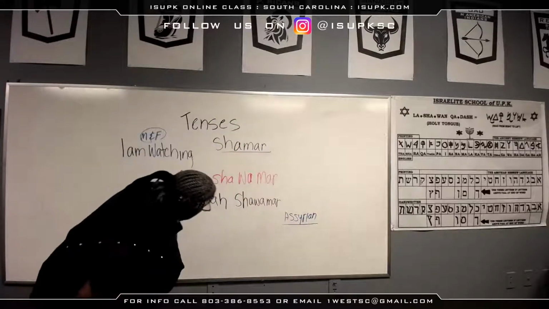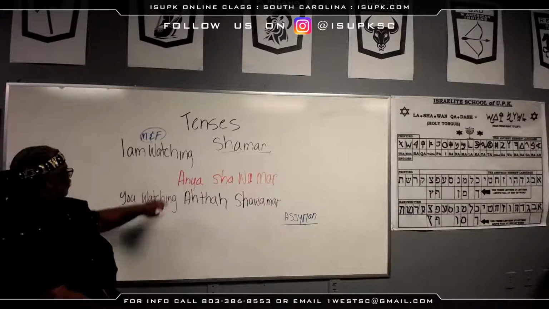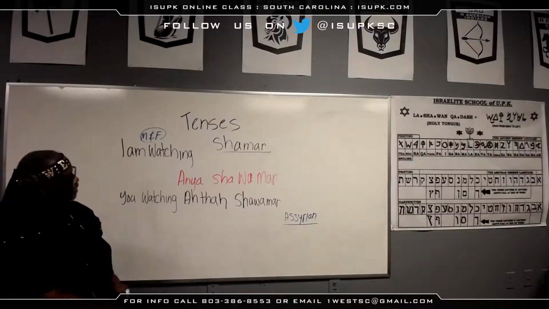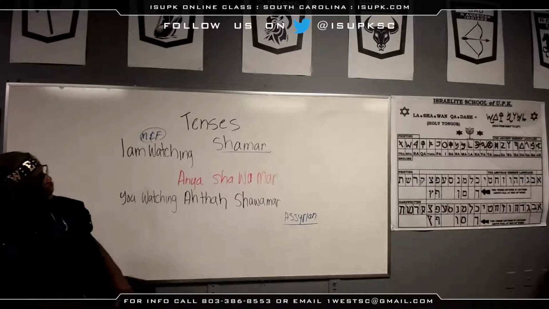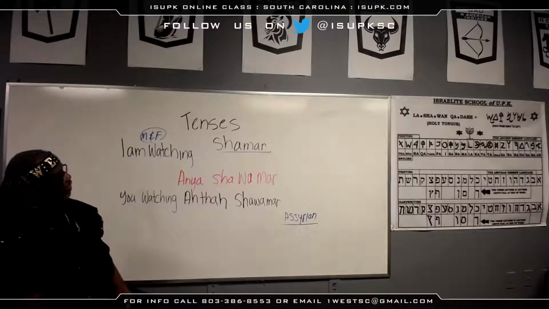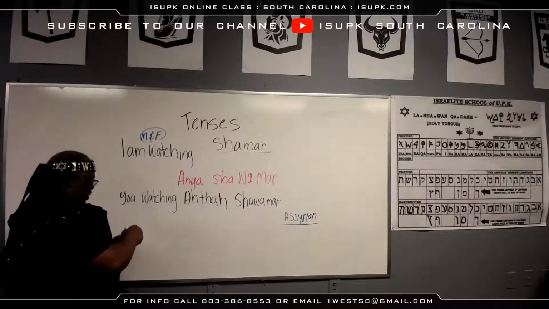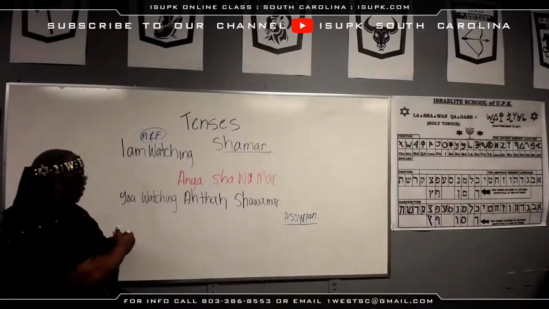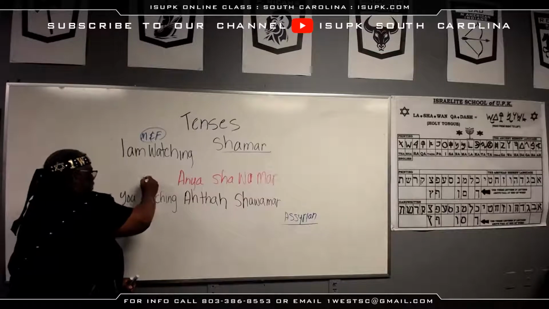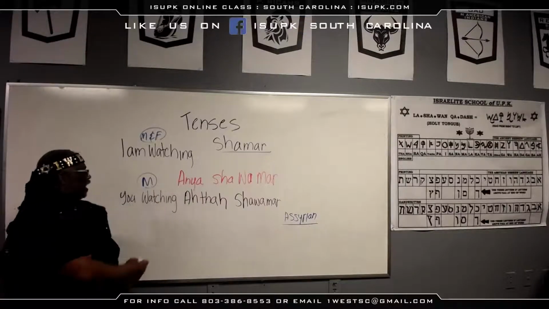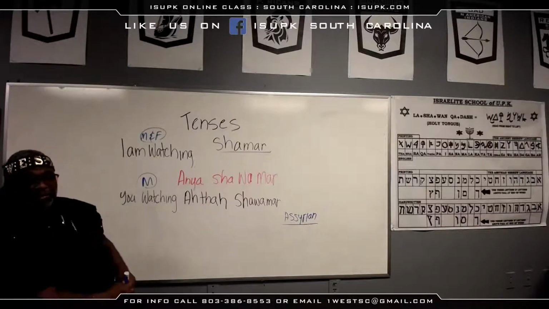But when you want to say I am, anya, you is atha. Okay? And you want to put wa in there. Shawamar. That's the masculine form, by the way. So we put it over here in blue. It's masculine. Now if you were in class, we'd have you translate all of them. I don't know if we have time to do all that.